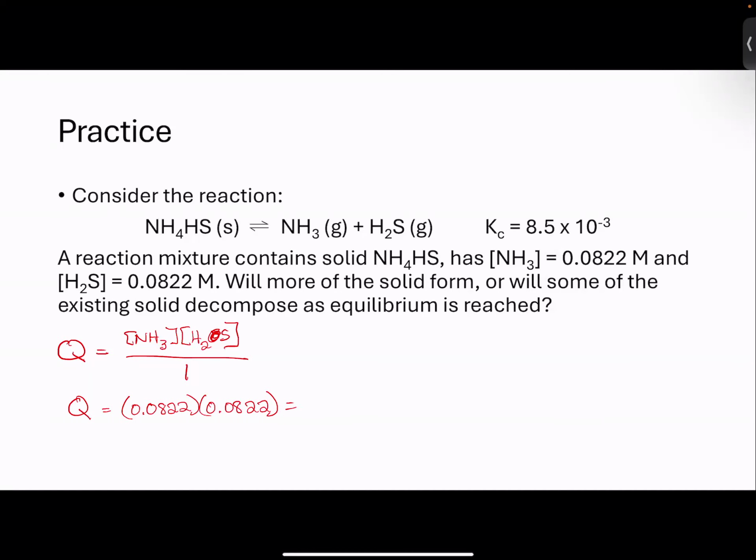Meaning that the Q value is 0.00676, or to get it in the same format, it would be 6.76 times 10 to the minus 3. Now we're going to compare Q and K. Is Q greater than, equal to, or less than the equilibrium constant? Q is less than K.